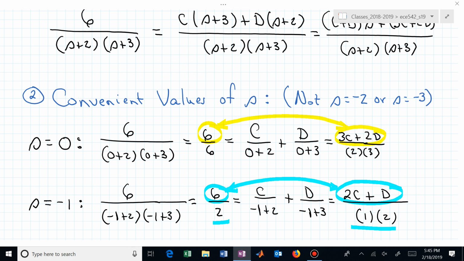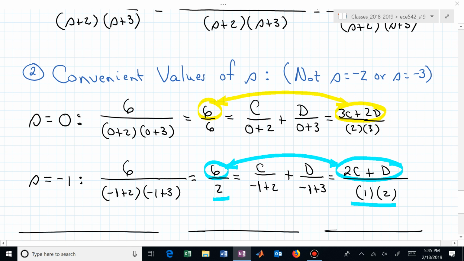That tells us then that 6 must equal 3c plus 2d. That looks familiar. And at s equal to minus 1, we get 6 is equal to 2c plus d, and you have to make sure that the denominators were consistent in order to compare or equate the numerators. But now if you put those into two equations and two unknowns, you better end up with c and d equaling what we already have found. Questions on your memory?